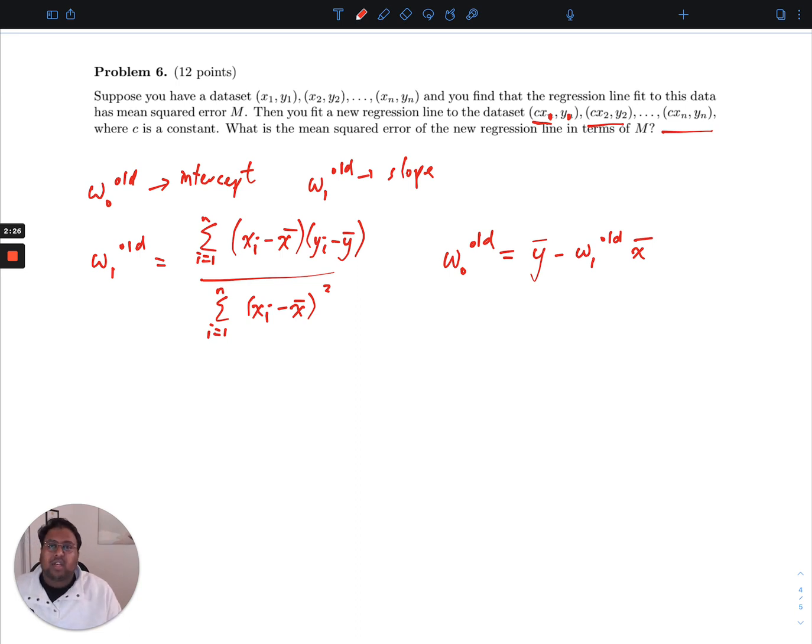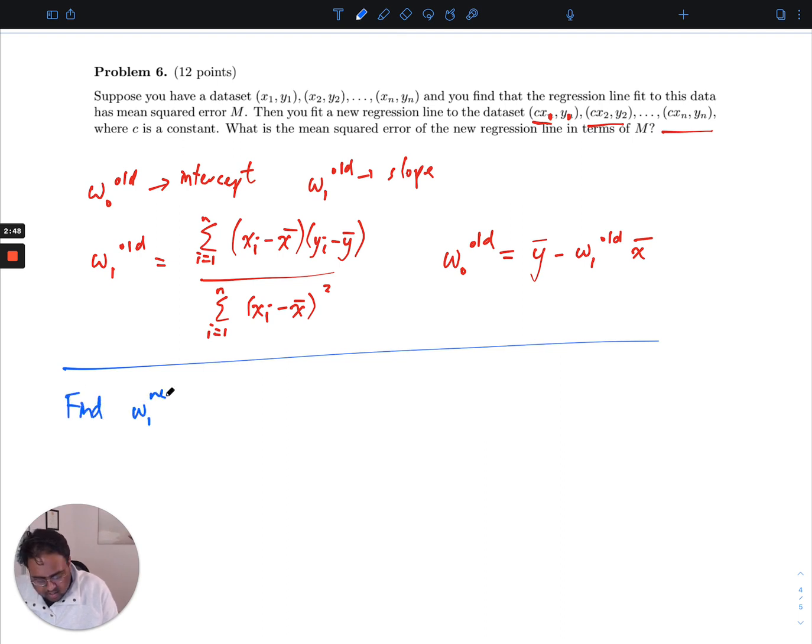So what we'll do is first try and determine what the new regression line even is. So we'll try and determine what W1 new is and W0 new is. And then we'll plug those into the expression for mean squared error and see what we get. Okay, so what we're going to do is find W1 new and W0 new. And we'll start with W1 new.